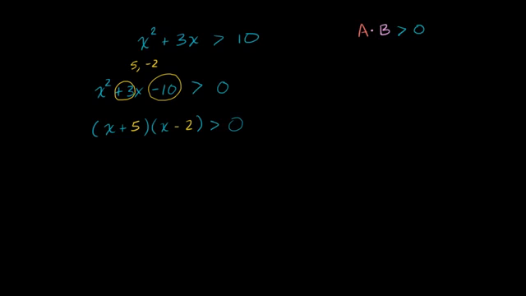So we know the same thing here. Let me write it down. So we know either a is greater than 0 and b is greater than 0, so either both of them are positive, or both of them are negative, a is less than 0 and b is less than 0. So we apply that same logic here. You could view this x plus 5 as a. You could view this x minus 2 as our b. You have the product of two things. The product is greater than 0.